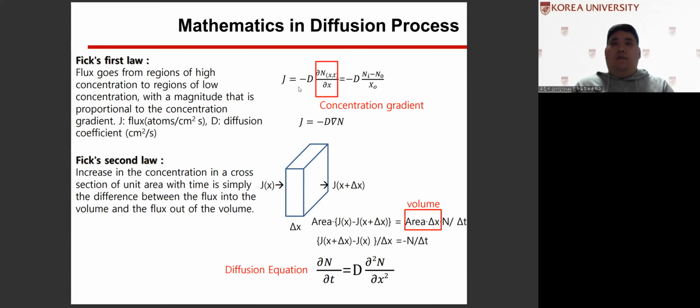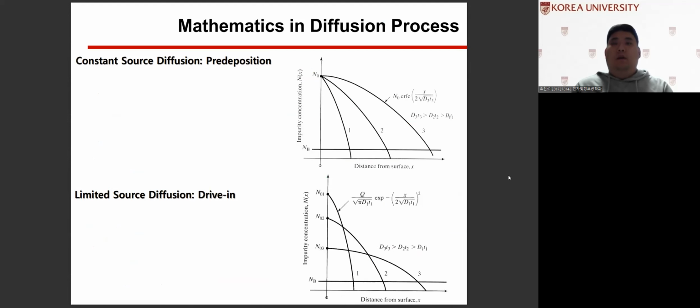The flow of the material is determined by the diffusion coefficient and the gradient of concentration. Plus, we use Fick's second law. This is the change of the flow due to the input or the output of the material. With the model we use, we can draw the plot from the surface to deeper in, with the initial condition N0, with different diffusion coefficients.